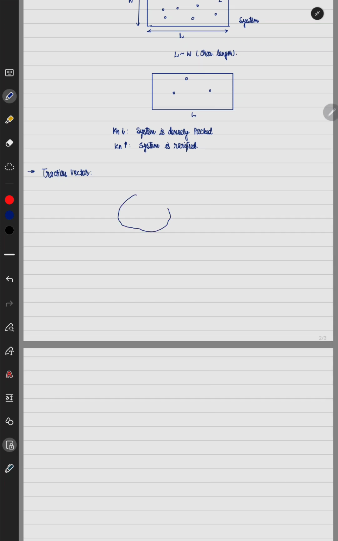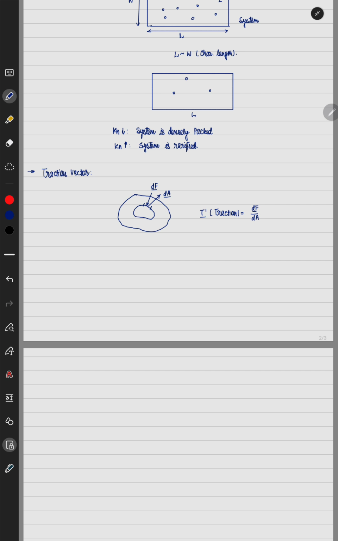Suppose I have any surface, and on this surface I have taken a differential area having a magnitude dA and oriented along some direction, and dF is the force which is acting on this particular area. So the traction vector is defined as dF divided by dA, where dF is the force acting and dA is the area associated.